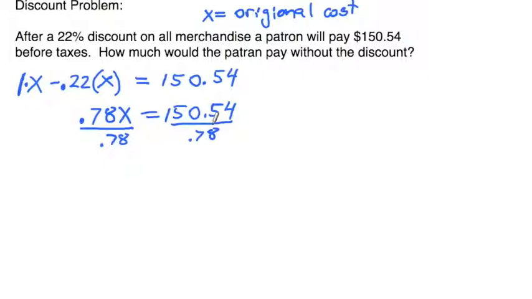Do a little calculation. Let's see here, 150.54 divided by 0.78, for a grand total of $193. So our original cost, X, is $193. So without this discount of 22%, the patron would have to pay $193.